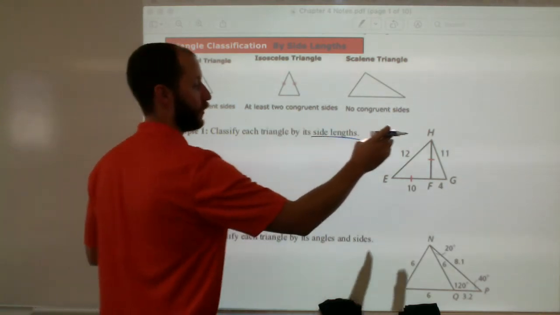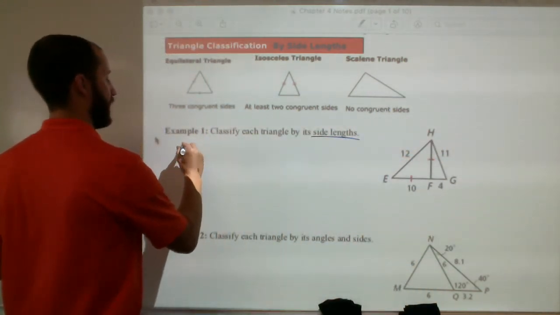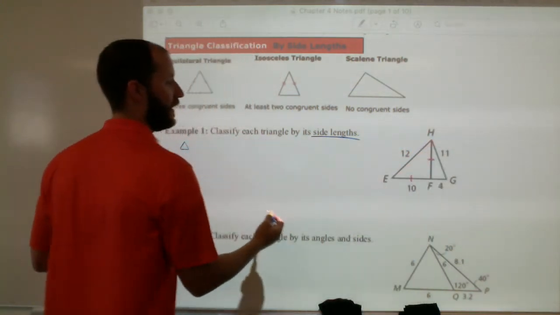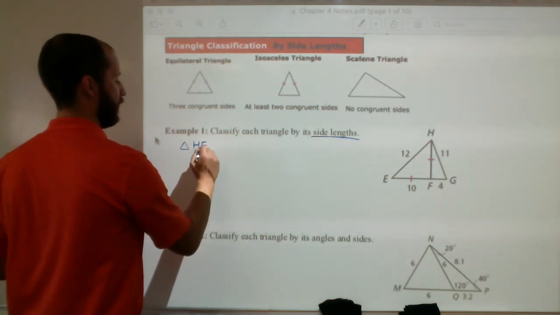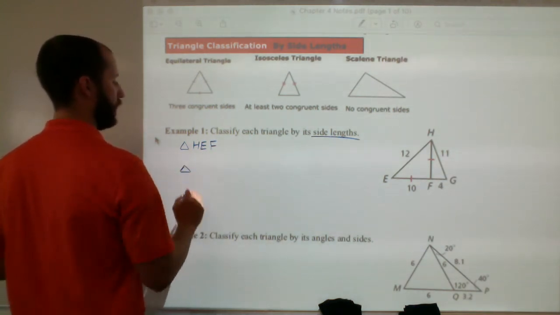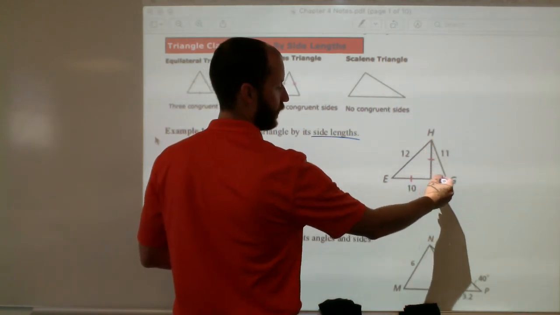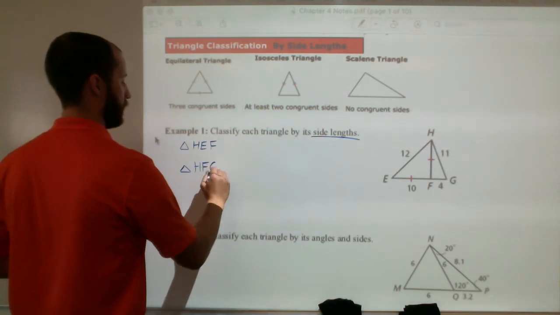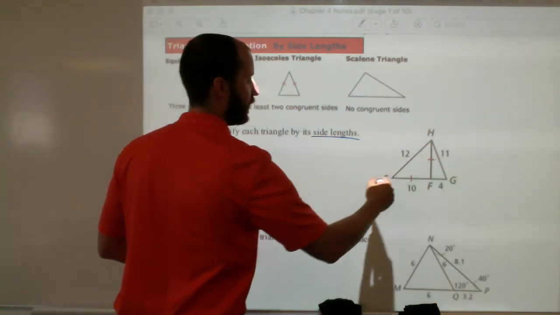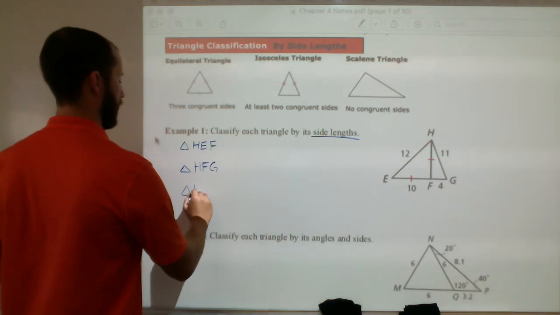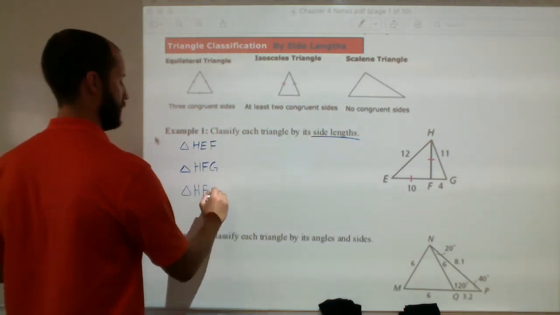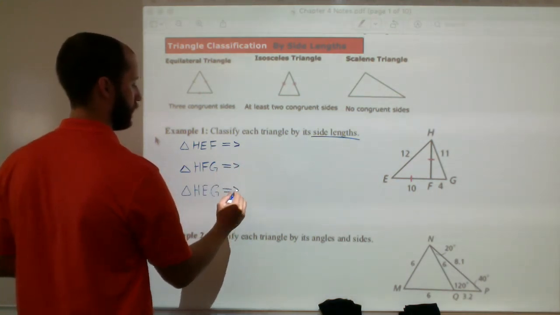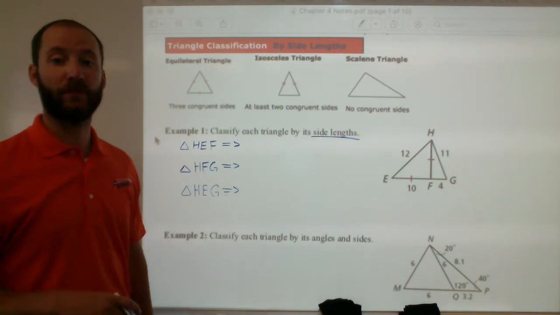So we have 3 triangles here. Let's look at the one on the left right here, triangle HEF. We have the one on the right here, HFG. And then we have the entire triangle, triangle HEG. So let's classify each triangle by its side lengths.